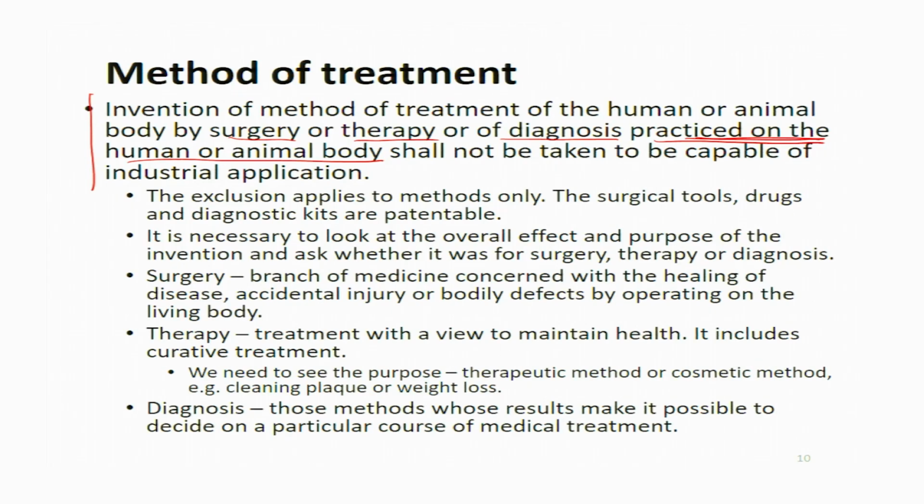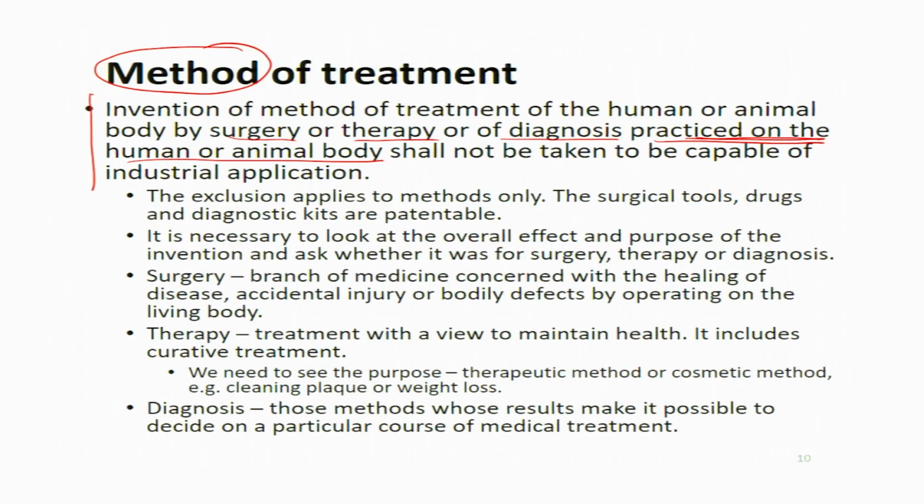What is excluded? Method of treatment by surgery, by therapy, by diagnosis, which is performed on the human body, performed on the animal body, that is excluded. And what is excluded? Let me again highlight, the method is excluded. So method of surgery is excluded, surgical tools are patentable. Method of therapy is excluded, drugs are patentable. Method of diagnosis is excluded, diagnostic kits are patentable.